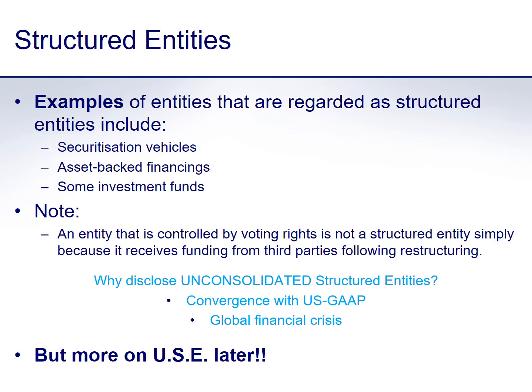The standard explains that an entity that is controlled by voting rights is not a structured entity simply because it receives funding from third parties following restructuring. There might be certain covenants that are linked to that funding, and that might give certain decision-making ability. That doesn't suddenly make this a structured entity, but one would need to consider, once again, all of the facts and circumstances.